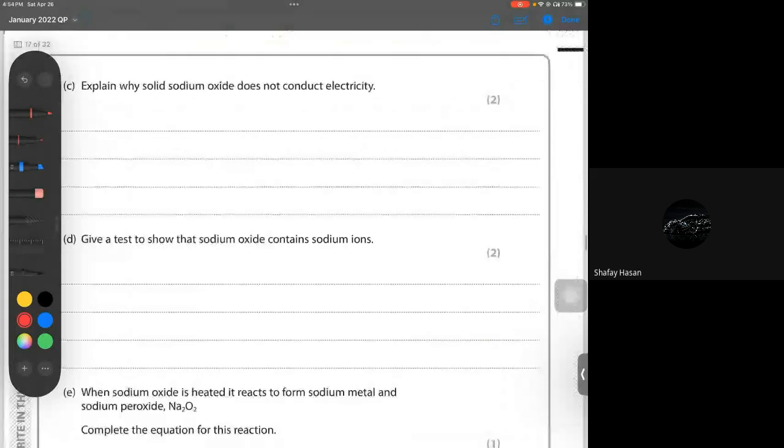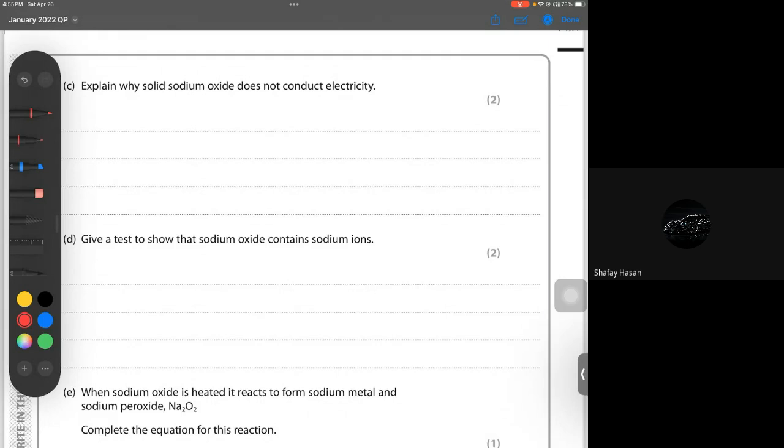Why does solid sodium oxide not conduct electricity? It's an ionic compound. So of course, an ionic compound is going to have a giant ionic lattice structure. In that structure, the ions are held together with a very strong force of attraction. They cannot move from one place to another. That's the reason they are bad conductors of electricity. Solid, specifically solid. So what would I be writing?